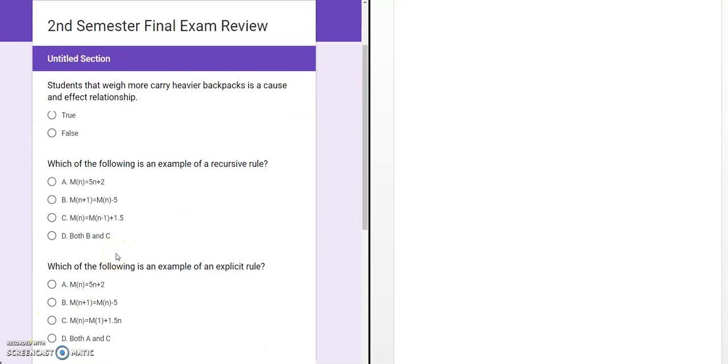Looking at a few more questions. This first question here is talking about cause and effect. Students that weigh more carry heavier backpacks: is that a cause and effect relationship? You have to be able to define what a cause and effect relationship is based on your reasoning in this example. Just because a student weighs more does not mean they carry a heavier backpack. Their classes could have fewer books than somebody who weighs less. Just because a student is heavier than another does not mean that their backpack has got to be heavier. So this is not a cause and effect relationship.